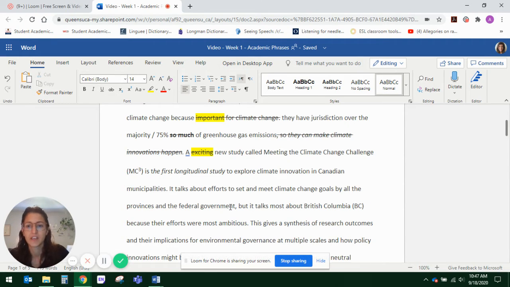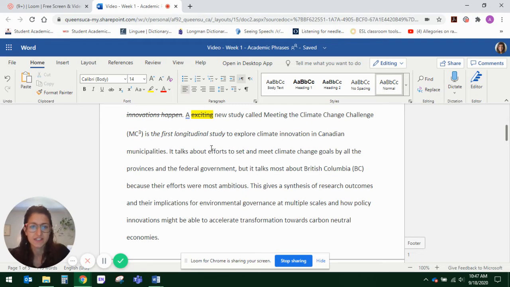terms. Moving on to the next sentence, right now it reads, it talks about efforts to set and meet climate change goals by all the provinces and the federal government, but it talks most about British Columbia because their efforts were most ambitious. So the first thing that I notice about this sentence is the choice of verb, talks about, and we actually use it twice here. Talks most about the second time around.